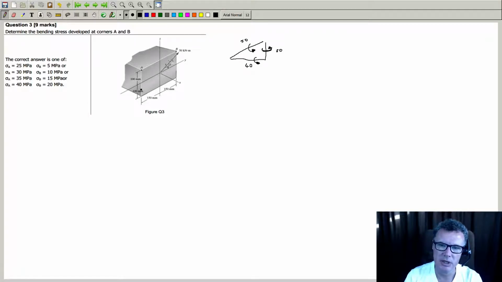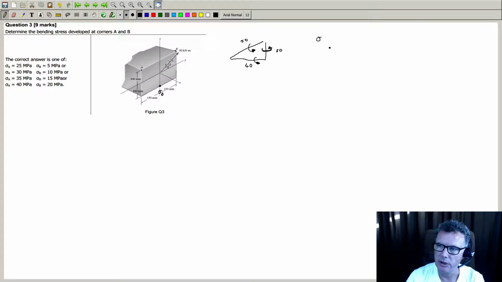So I will do how much bending stress we've got at B. I think we'll start there. So actually no, at this point here. So what should I call that? I will call that stress, bending stress, and it's in the z-axis. Right.